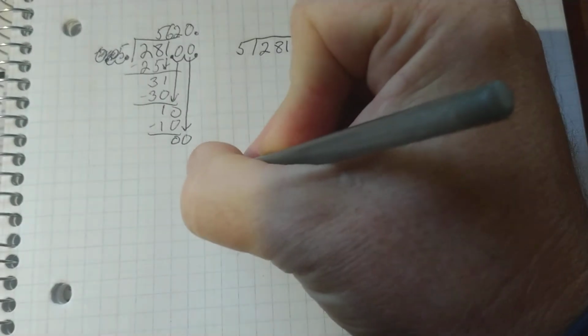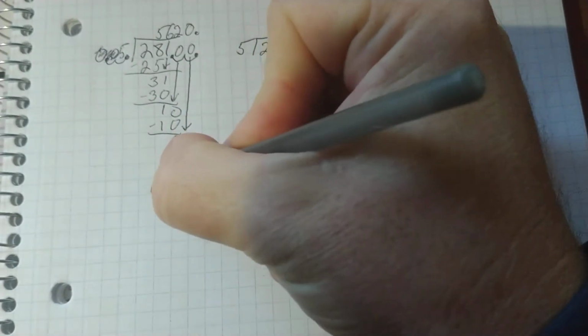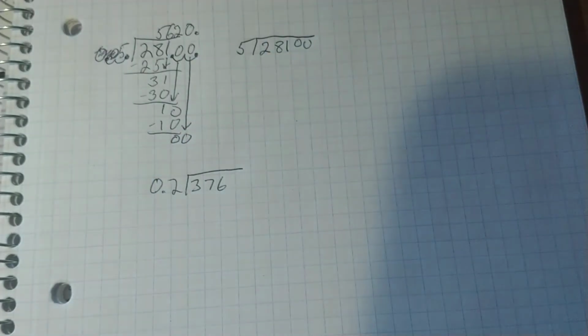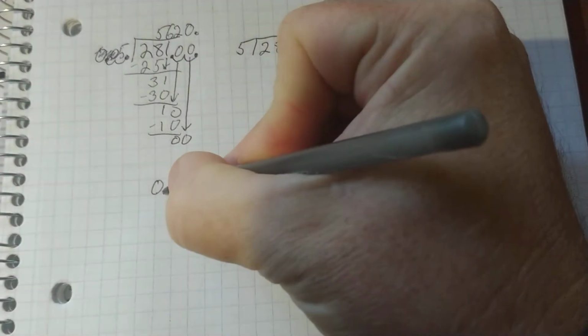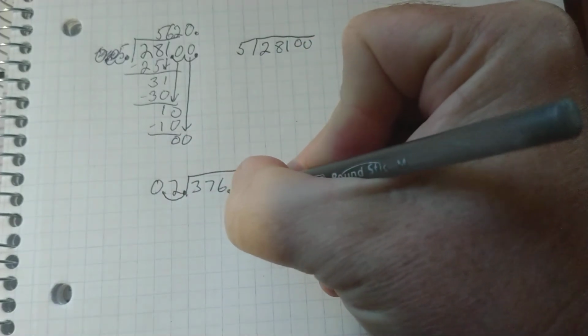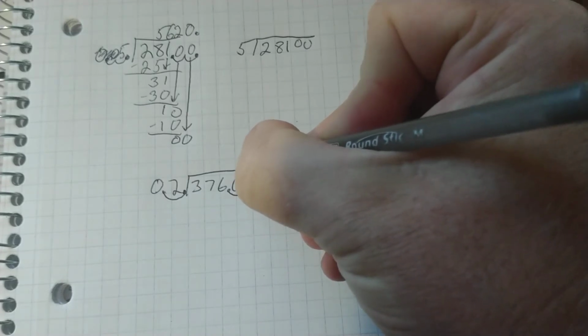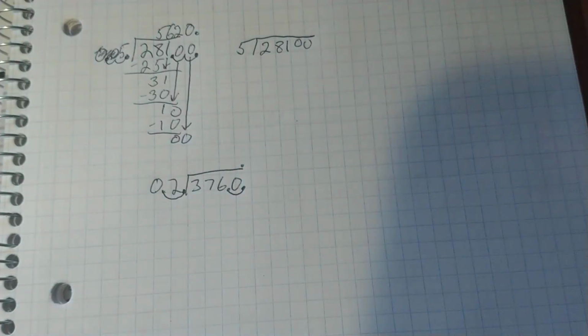Let's do 376 divided by 0.2. So again, move it to the wall. This guy's hiding. Move it over. You got an empty space. Fill it with a 0. Now the decimal comes up. Now it's just 3,760 divided by 2.